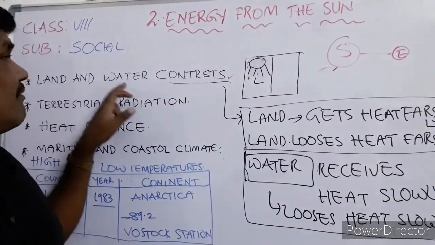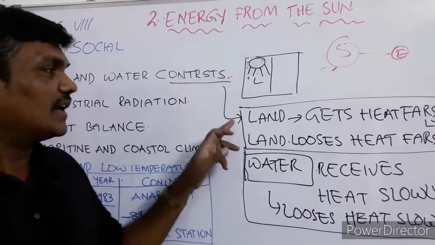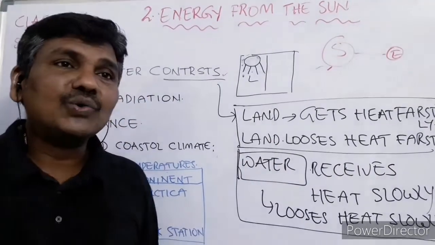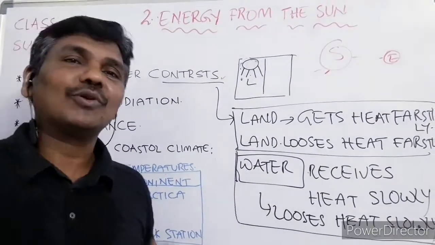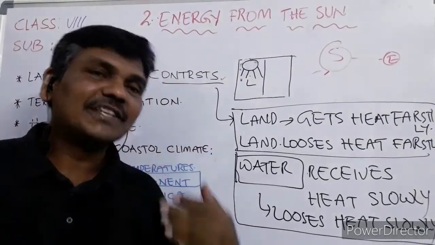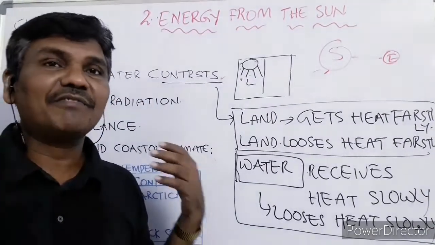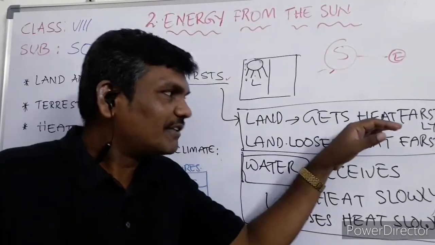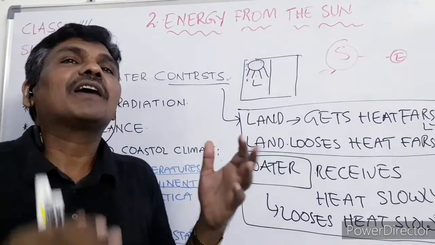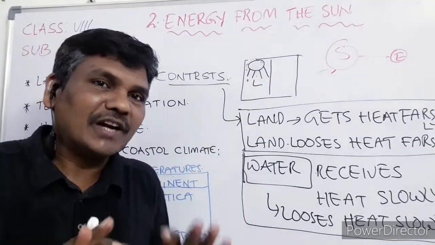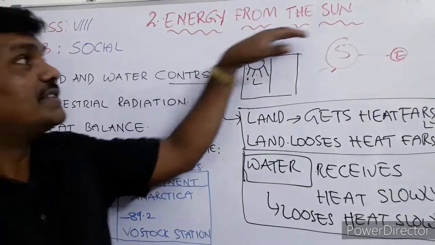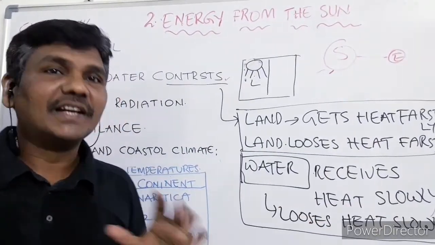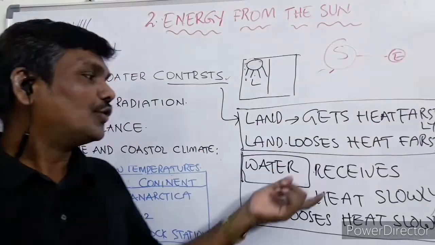So land and water contrast in that land gets heat fastly and loses heat fastly, because that is the feature of the earth. That's why we consider land a good conductor of heat. Because of this feature we are getting comfort. You have to understand that we are learning about energy, the sun, and how the sun rays are affecting our earth. That is why we are learning this.